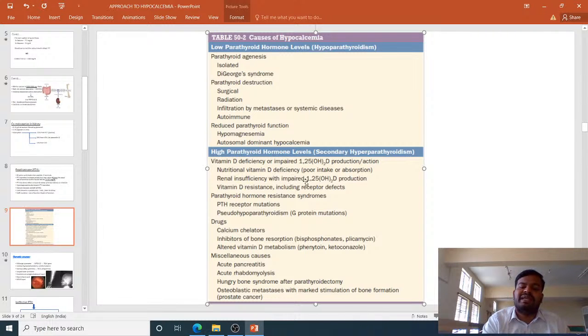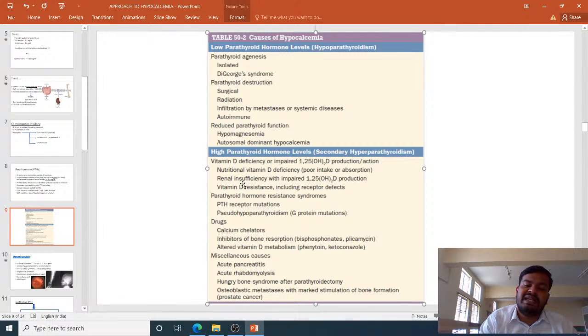And nutritional vitamin D deficiency, or poor intake or absorption. If the patients are nutrient deficient, if they are not taking enough vitamin D, or if they are not exposed to sunlight, since vitamin D is synthesized in our skin. The morning wavelengths of light usually produce the vitamin D. So if there is no adequate sunlight exposure, then the patients might fall into vitamin D deficiency.